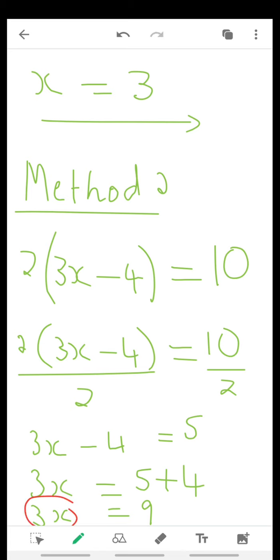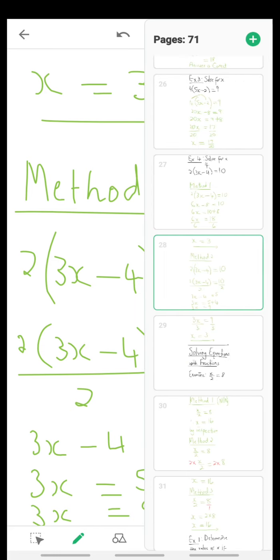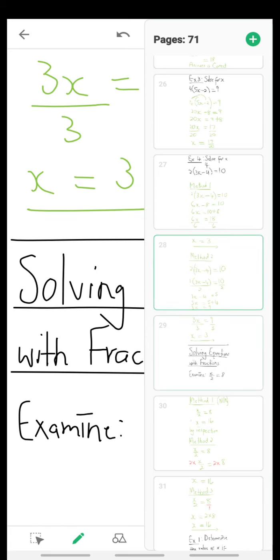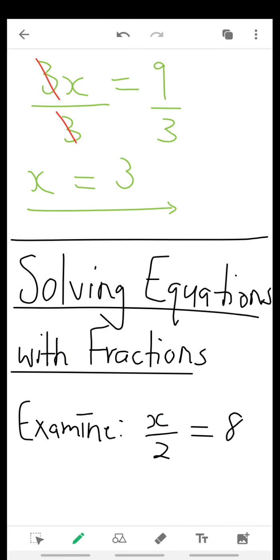Remember, 3x is the same as 3 times x. So I can divide both sides by a 3. Okay. Then the 3 and the 3 will cancel. I'll be left with x is equals to a 3. Okay. Opposite operation of multiplication is division.